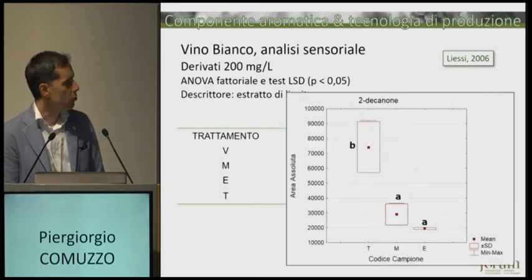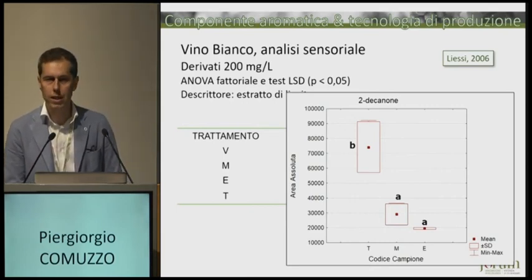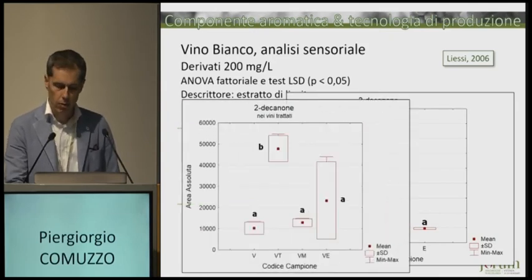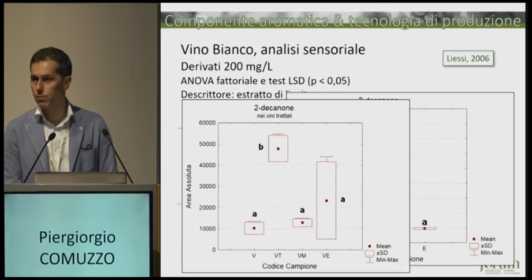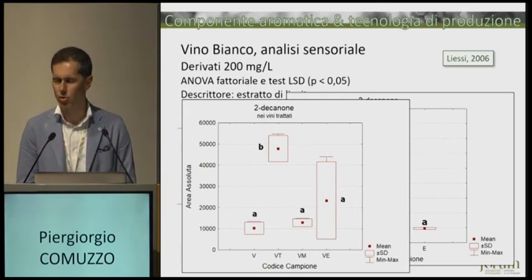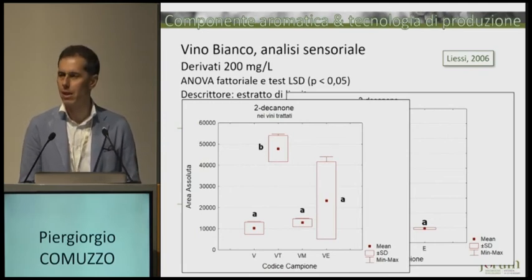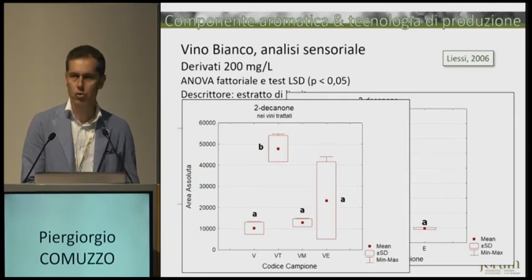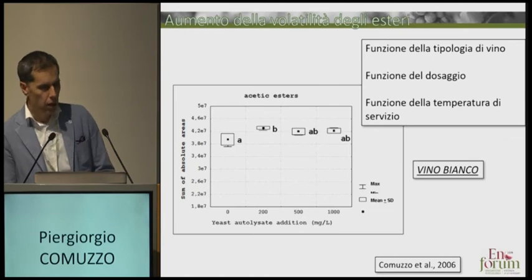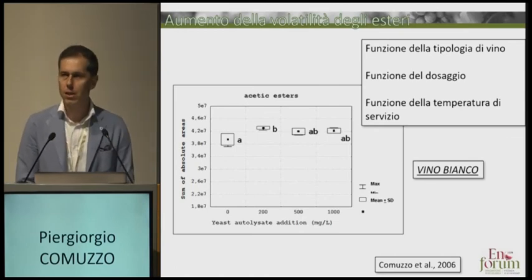So what did we notice? That there is a 2-decanone, a compound that was the most concentrated, and it comes from lipid oxidation, and that is more concentrated in the T sample, and that can also be found in wine. You can see that there is a higher concentration for thermally processed wine. This means that probably the relationship that ties the product and the wine follows this path.